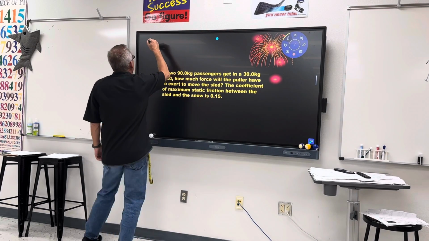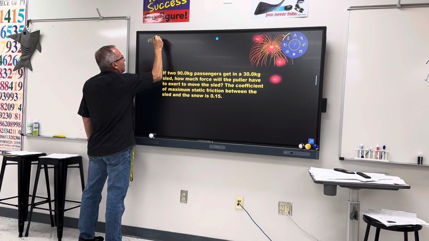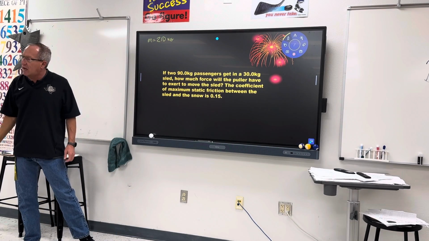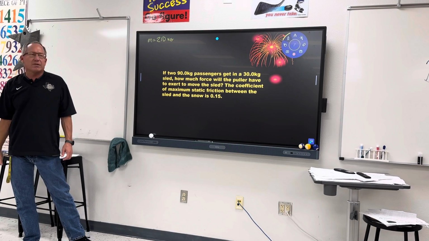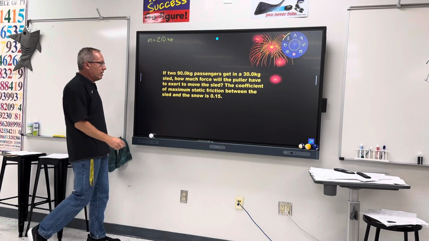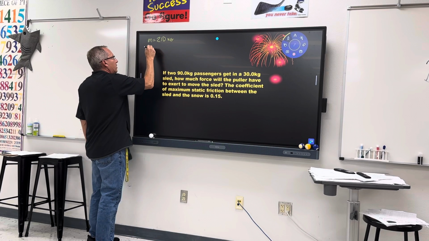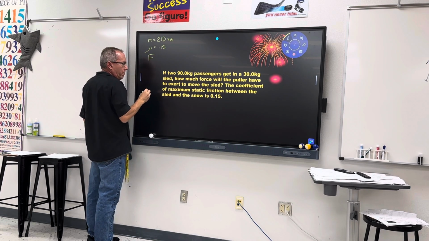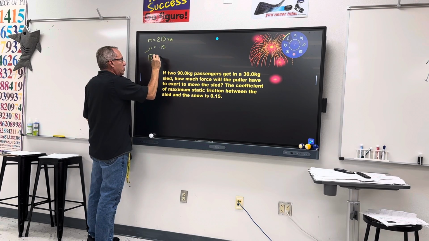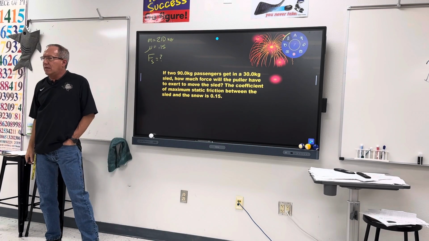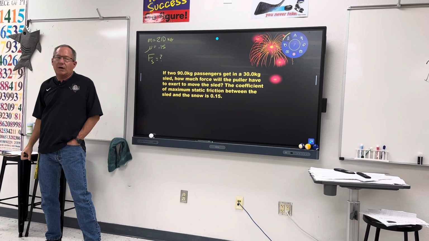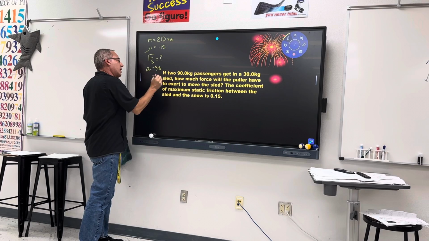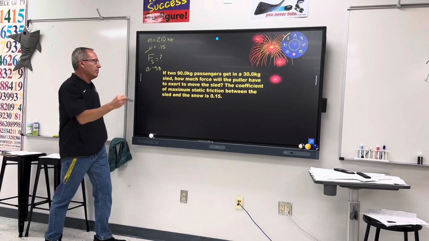If I was to list my givens on this, my mass equals 210 kilograms. Does everybody see how I got that? 90 plus 90 plus 30. That's what's on the sled. And it also tells me that I have a coefficient of friction equal to 0.15. It's asking me for the static friction. And that's all the information that I have. I also still have the acceleration of gravity, negative 9.8. We may still need that.